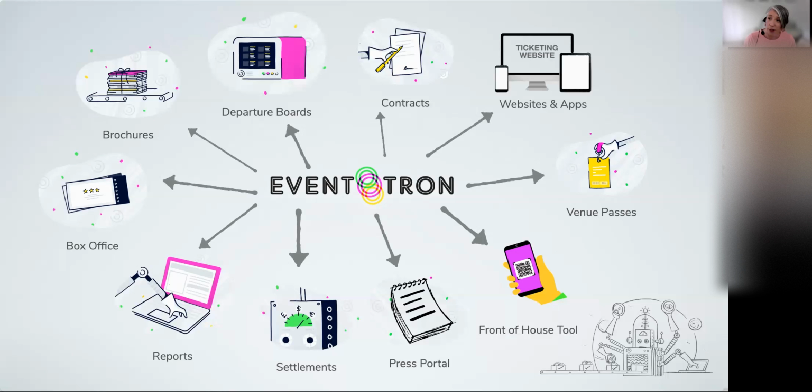We can populate websites and apps using all the information you've collected. We can create you venue passes if that's something you need. We have a new front of house tool that's integrated with our inbuilt ticketing system, Super Simple Box Office. We have a function called portals, which allows you to share specific information with specified user groups. So some of our clients are using that to share information with press.